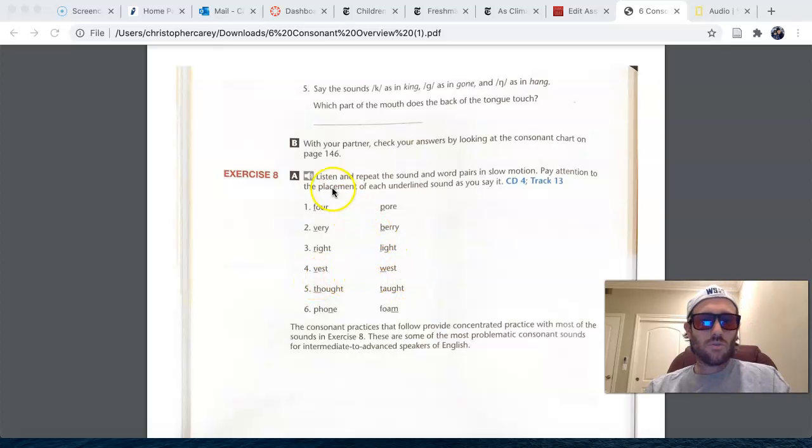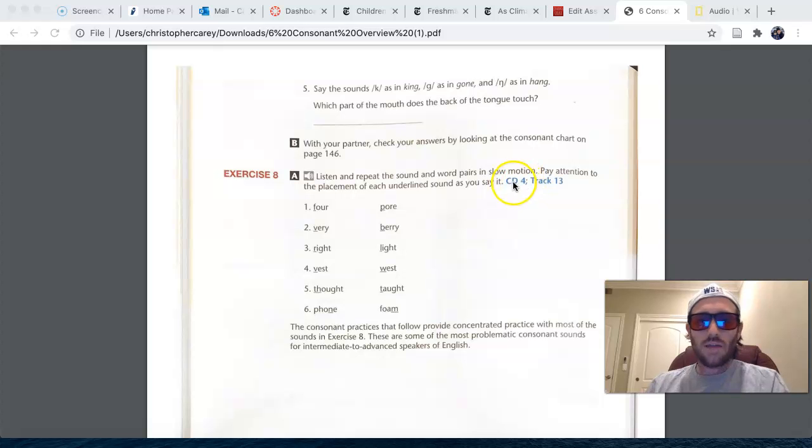So what I'd like you to do for this exercise is listen and repeat. Listen to CD4 track 13 and repeat each of these consonant sounds. And I want you to pay particular attention to the part of the speech pathway that's used to produce these sounds. Is the sound voiced or is it voiceless? Which part of the speech pathway is being used to produce each of these consonant sounds?